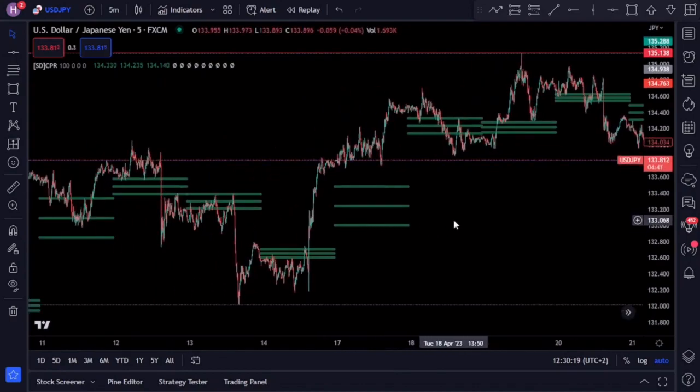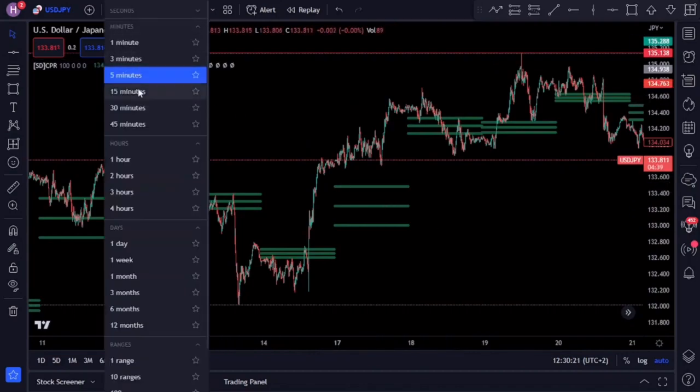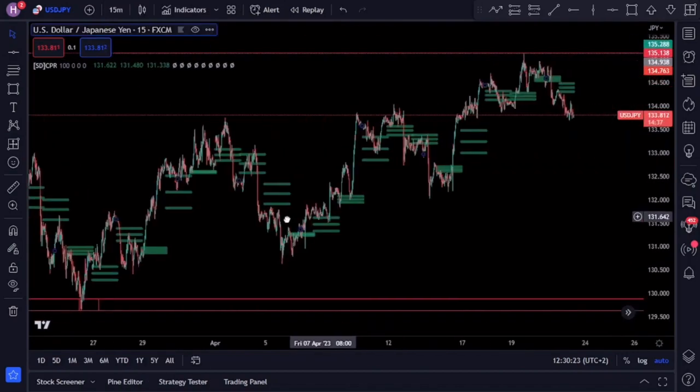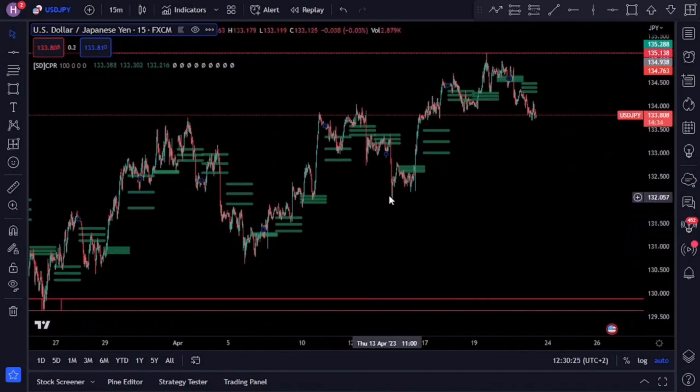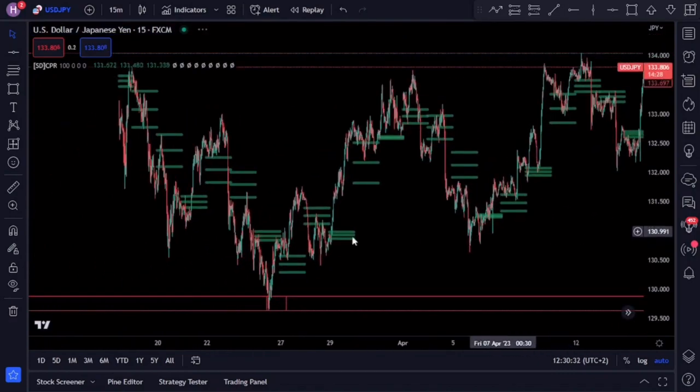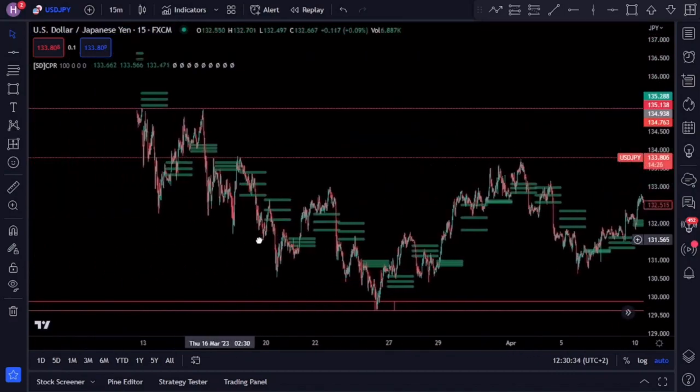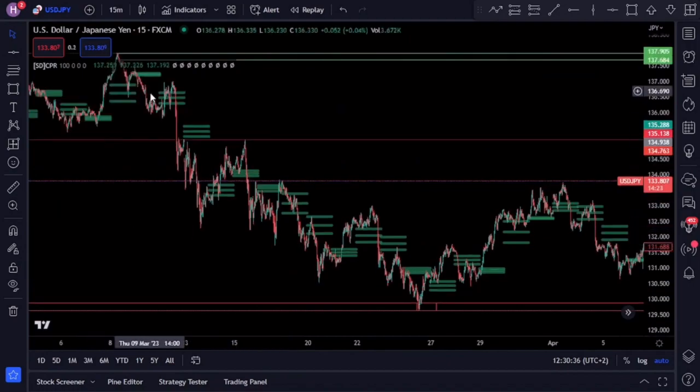For example, if the price is trading above the CPR indicator, it suggests an uptrend. If the CPR is higher than the previous day, it confirms the uptrend. Conversely, if the price is trading below the CPR, it indicates a downtrend. And if the CPR is lower than the previous day, it confirms the downtrend.